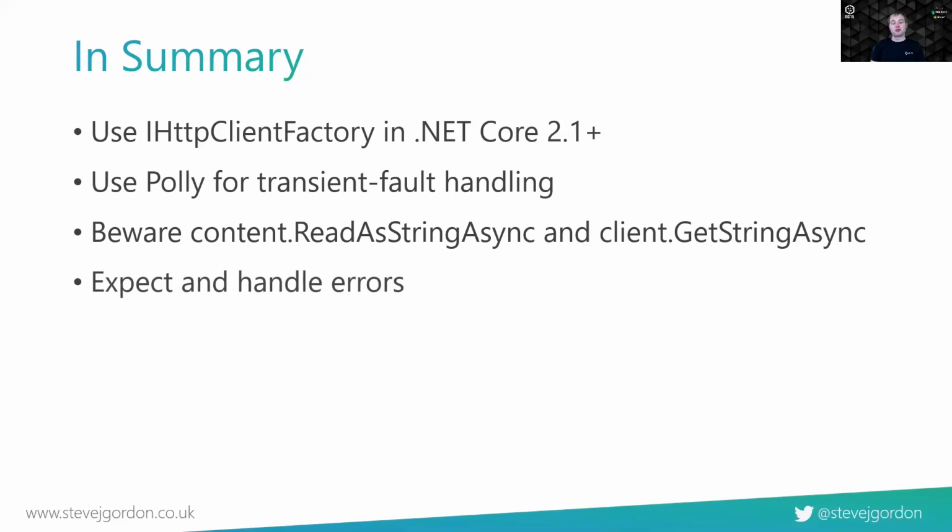Do expect and handle errors that might come back from the server itself, so not just transient errors. Do pass cancellation tokens. It's general good practice if you're using async APIs to pass the cancellation tokens that you have through so that work can be prevented if someone cancels upstream.